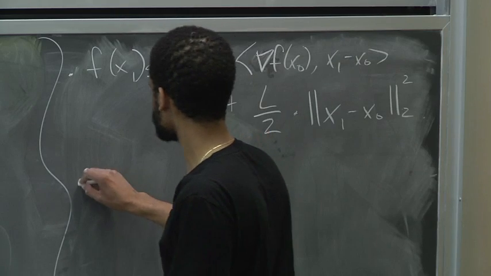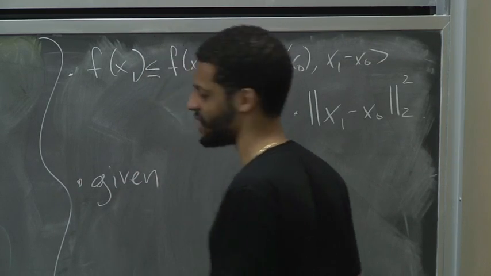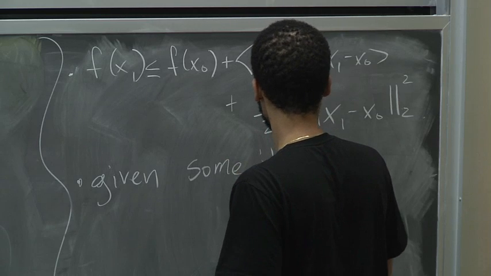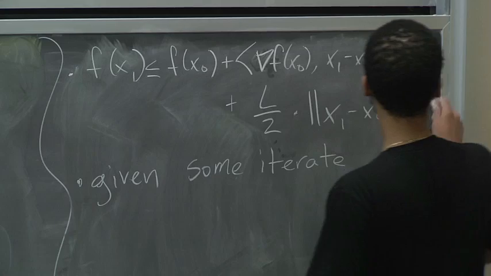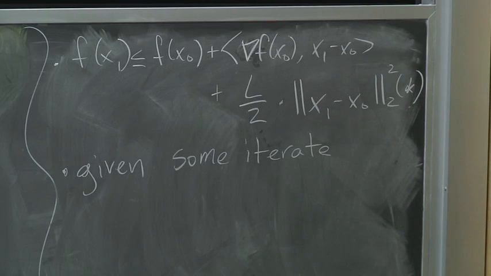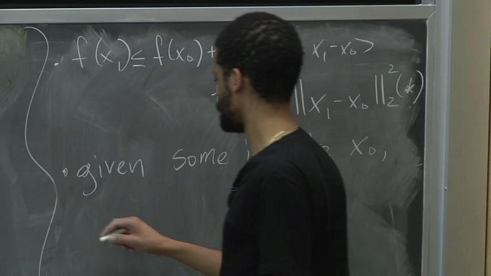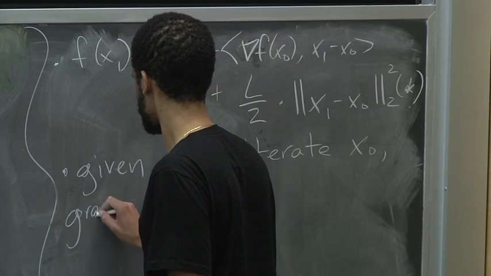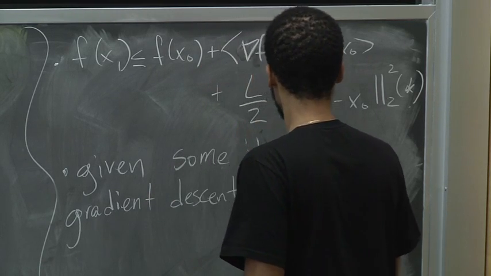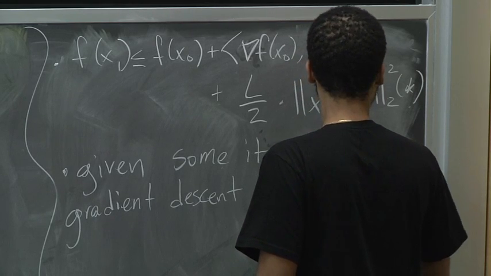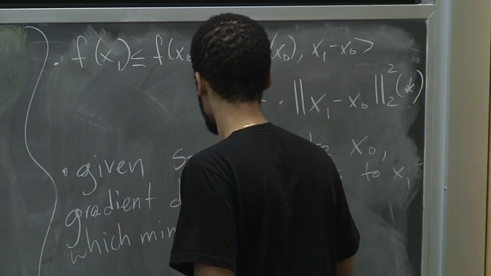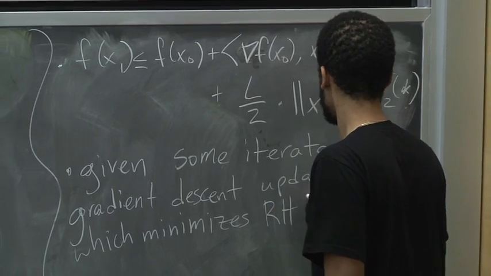So now let me tell you what gradient descent does. What's the update rule? Given some iterate, let me call this inequality star. Given some iterate x0, gradient descent updates to x1, which minimizes the upper bound. It minimizes the right-hand side of the star.